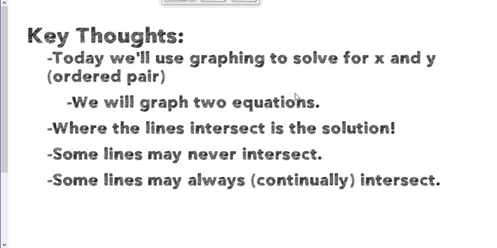Big thoughts, like I said, graphing today. Basically, we'll have the equations of two separate lines and we'll graph those in the coordinate plane. Then we'll see where they intersect, and we'll figure out that x and y ordered pair, and that'll be our solution to the equations. Note that some lines may never intersect, in other words they would be parallel, and some lines may always intersect, so they'd essentially be the exact same line. We'll see what that looks like on the next slide in a visual format.